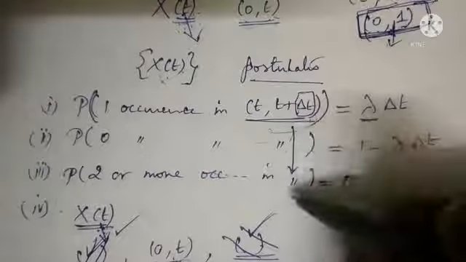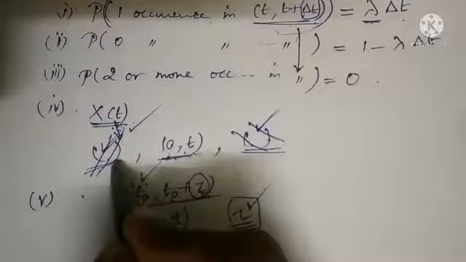These are all postulates, okay? These are all postulates which you have to keep in mind. And the fifth one: we know X of t denotes the number of occurrences in the interval 0, t. The number of occurrences are independent. It will not depend on the interval prior to this interval or after the interval.